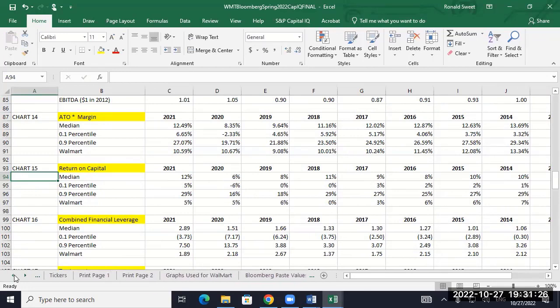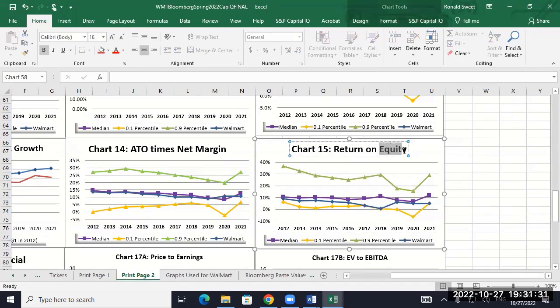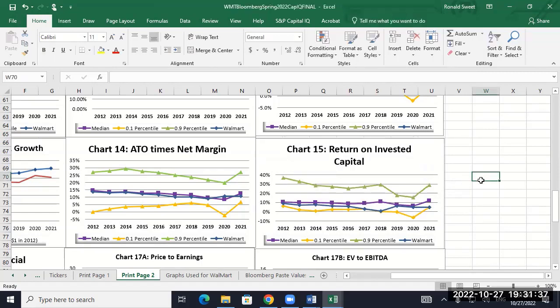Not return on equity, return on total capital. And so then this becomes return on invested capital. And you can just talk to that line. All right. But I was thinking about adding back to treasury stock.